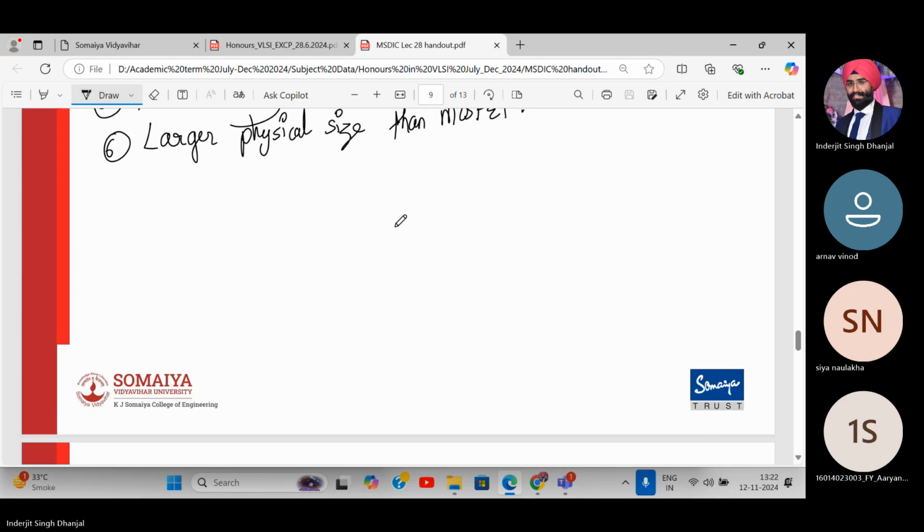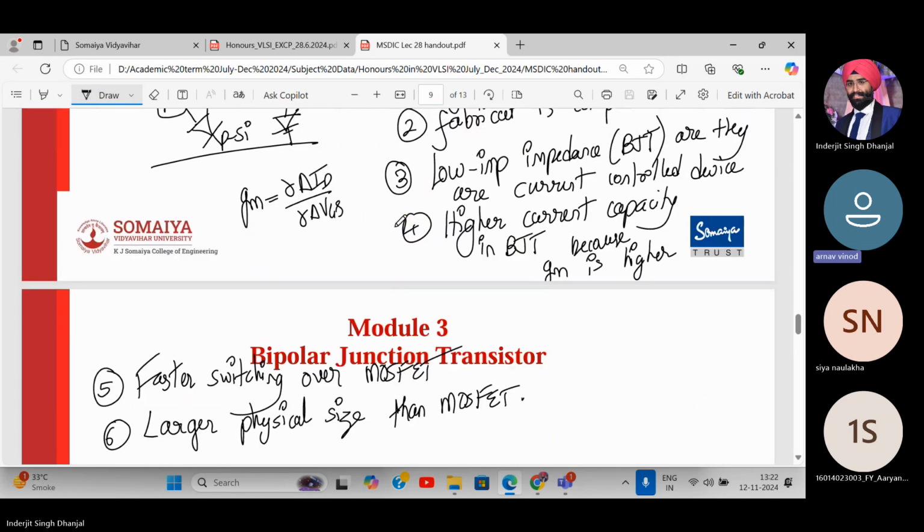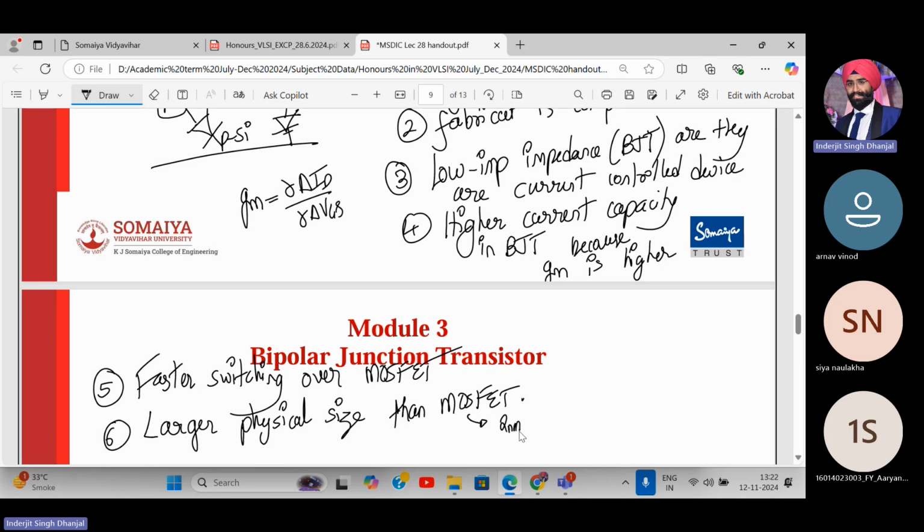Sir, I have a doubt. Is size the only reason for choosing MOSFETs in smaller devices than BJT? Yeah, size is the main reason, because MOSFETs can be scaled down, we have verified up till 2 nanometer, which is not possible in the case of a BJT. It's a larger size due to how it works.